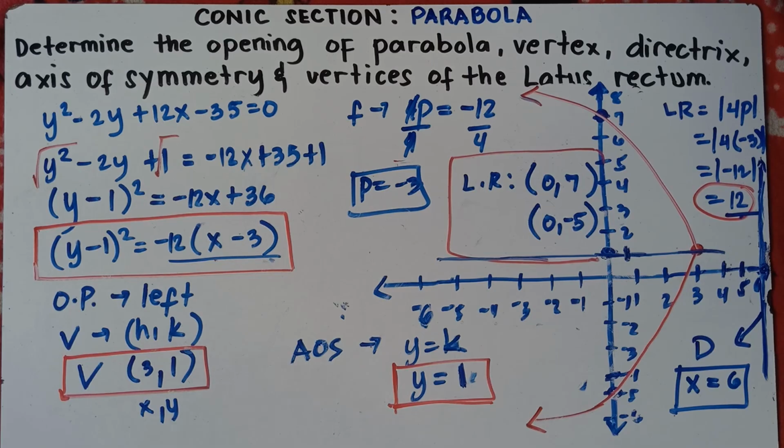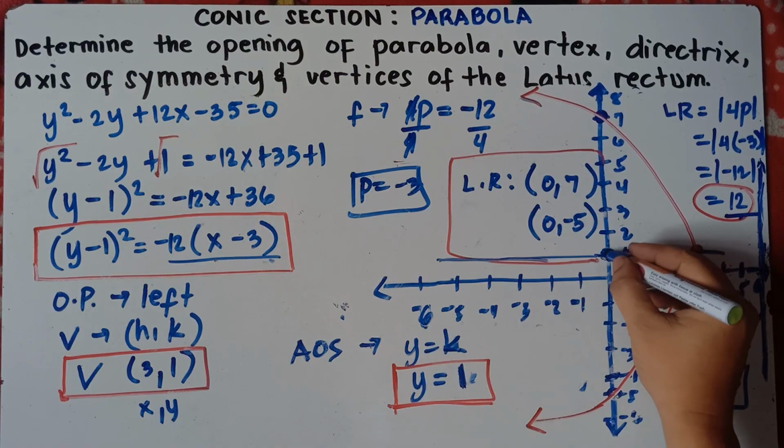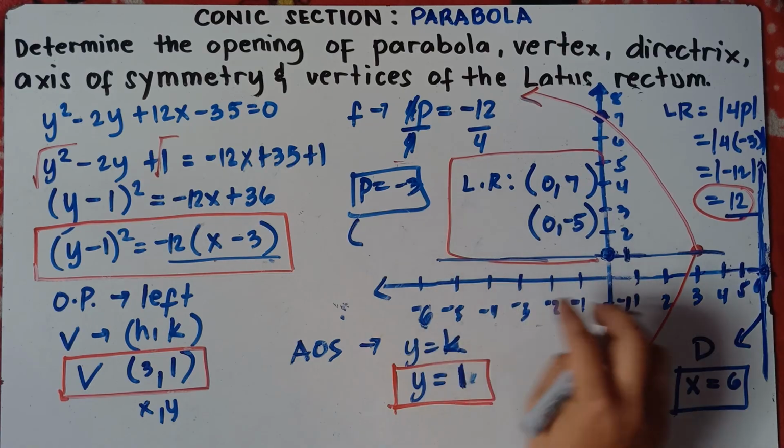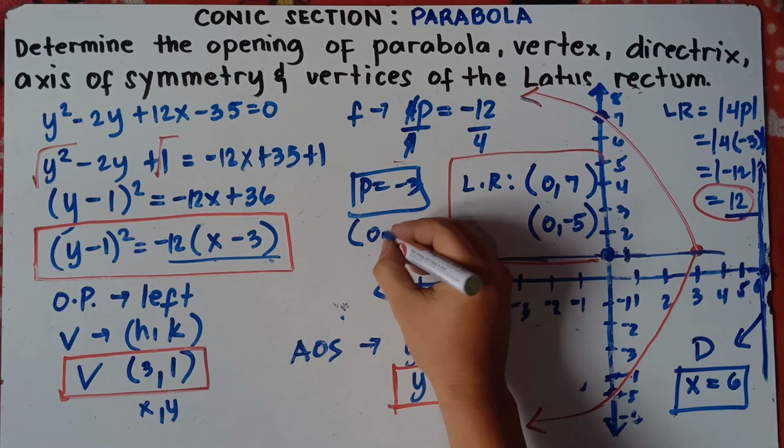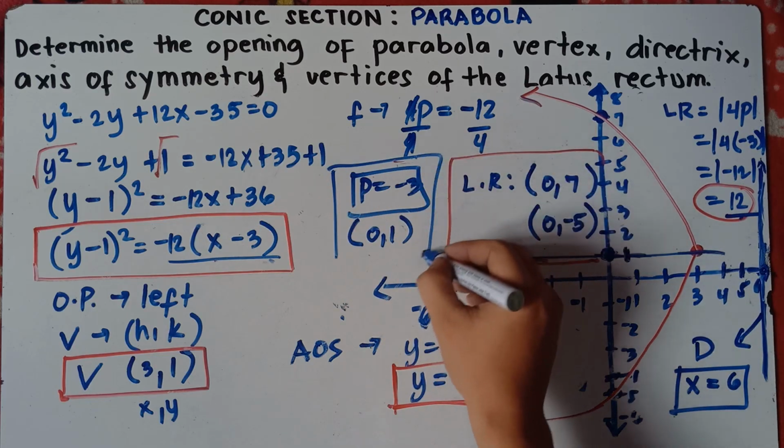Alright, and the vertices of your focus. So we have, starting from this vertex, 1, 2, 3. This will be your focus. So the vertices of your focus, that would be x is 0, and then y is positive 1. This will be the vertices of your focus.